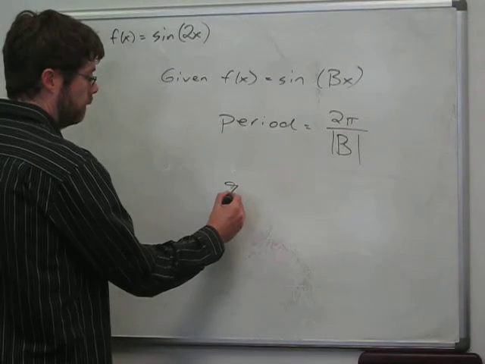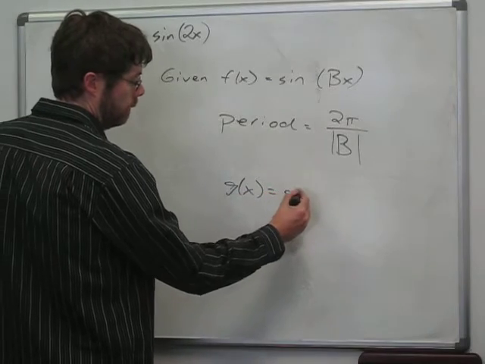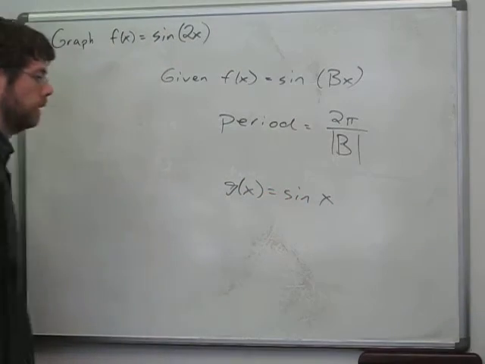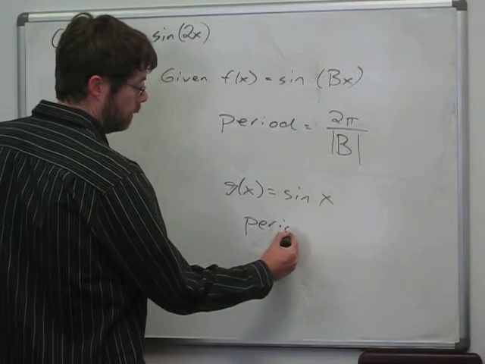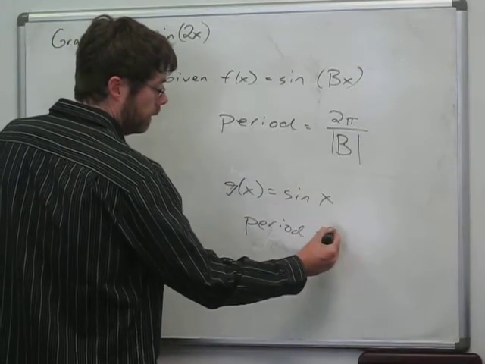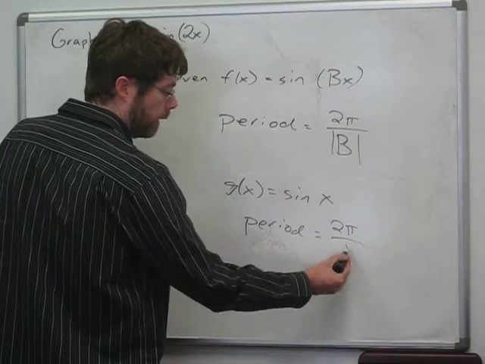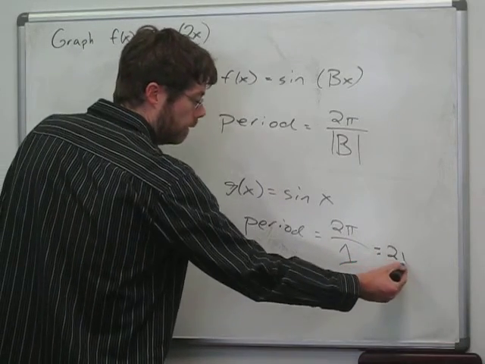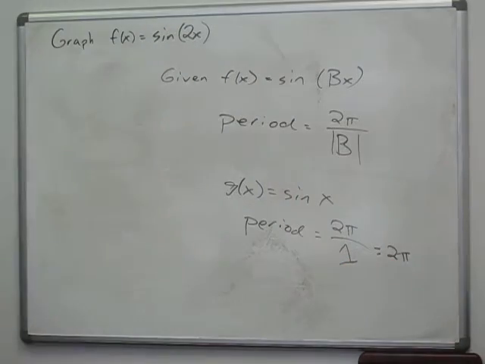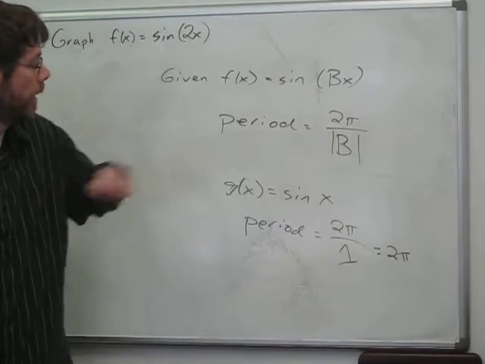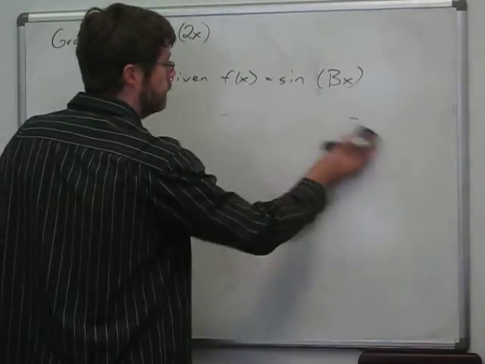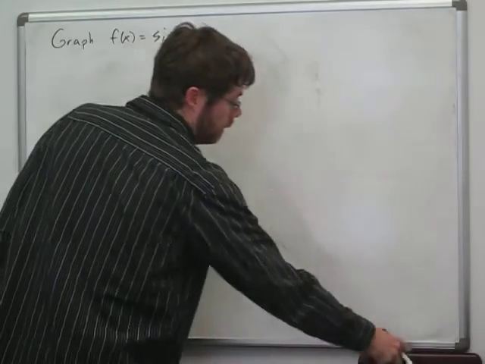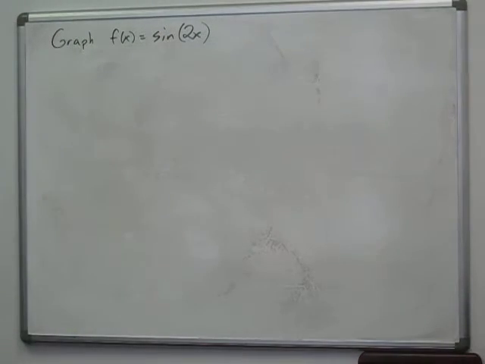So for example, the regular sine of x, the period according to this formula is 2 pi over 1, which is just 2 pi. And in a later video, we'll give a little more justification for why this idea works. But anyway, let's just use it for the graph of the sine of 2x.